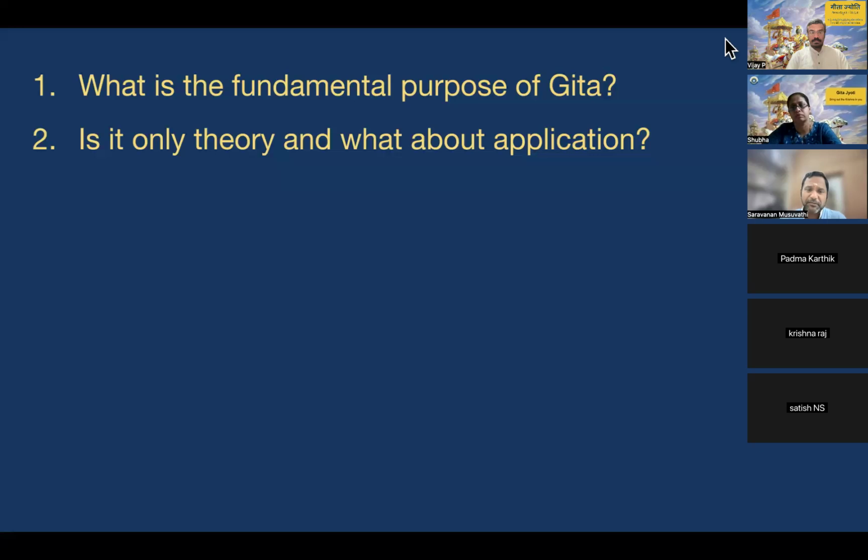Last week we focused on the starting verse of every chapter and the ending verse of every chapter. What does that signify? Why are these verses there for every chapter? Maybe we can recap that, Vijay ji, and then get into the answers to these questions.